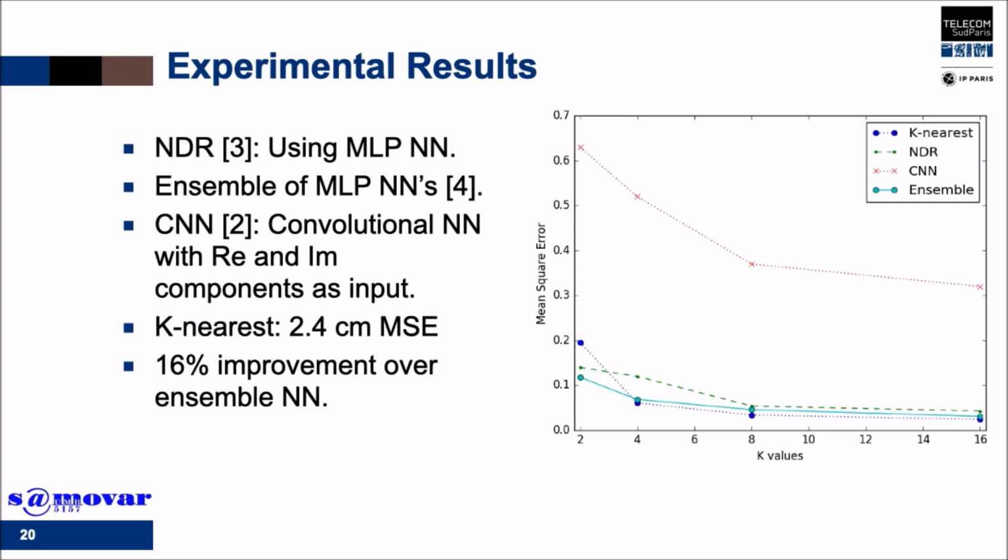Our k-nearest neighbor solution achieves an error of 2.4 centimeter mean square error, which yields a total of 16% improvement over the second best solution, which is the ensemble neural network. It can also be seen in the figure that increasing the number of used neighbor antennas, generally the estimation improves. However, this is counterintuitive when only 2 antennas are used with the k-nearest neighbor. So this gives a hint that k-nearest neighbor is sensitive to the number of training examples.